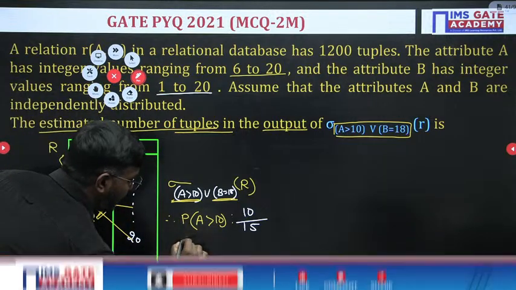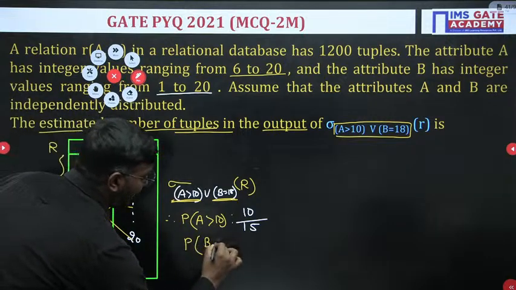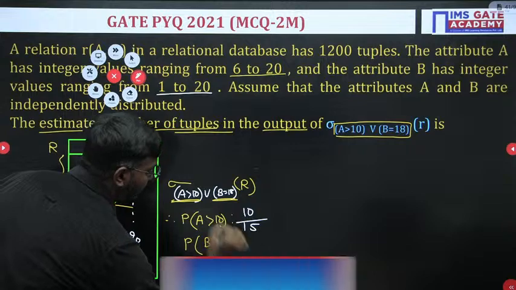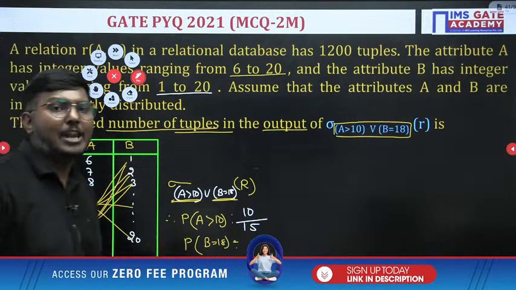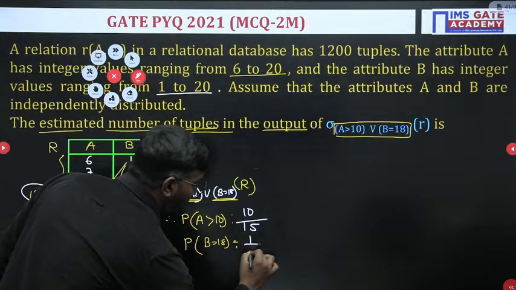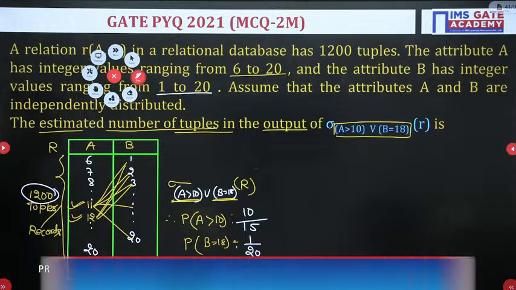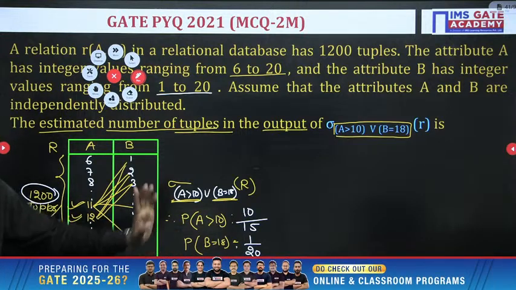Similarly, tell me, what is the probability that B is equal to 18? B is equal to 18. Again, how many values are we having? 20 values. Out of these 20 values, how many values have B equal to 18? Only one. So the probability will be 1 upon 20. Okay. So this is the probability to get A greater than 10, and this is the probability to get B equal to 18. Understood?